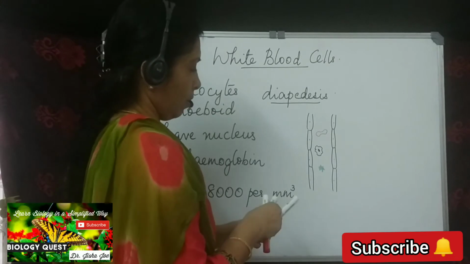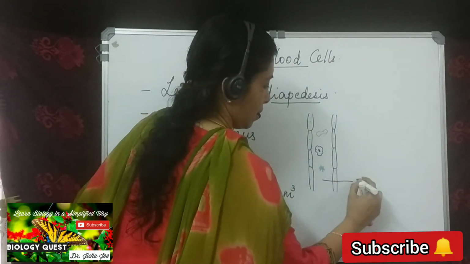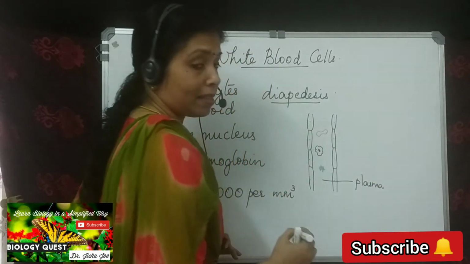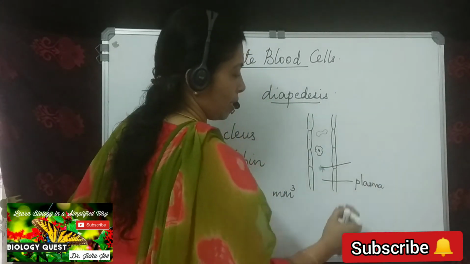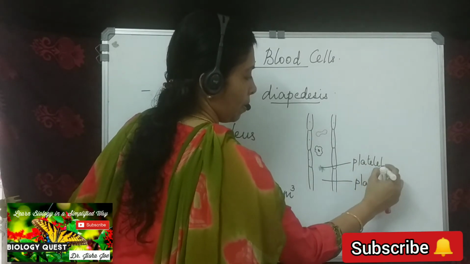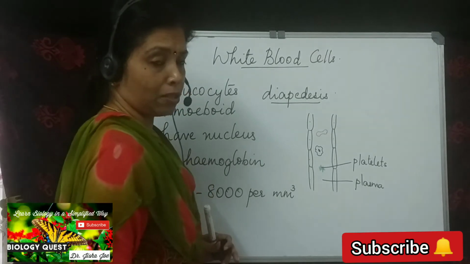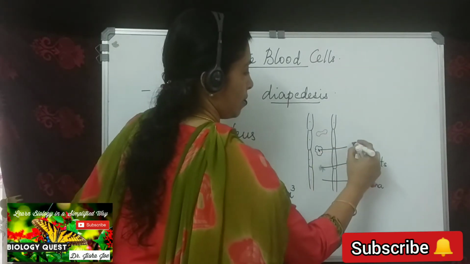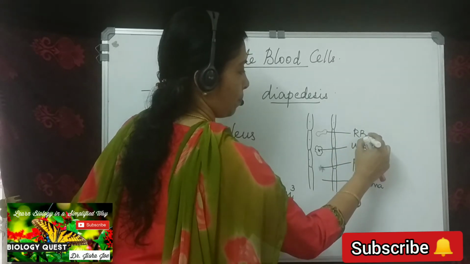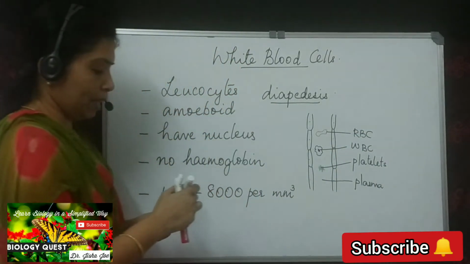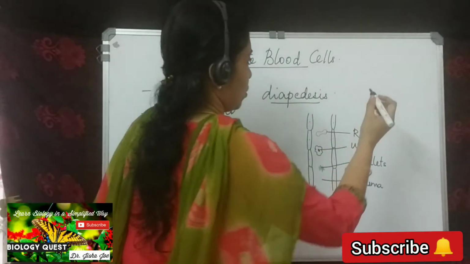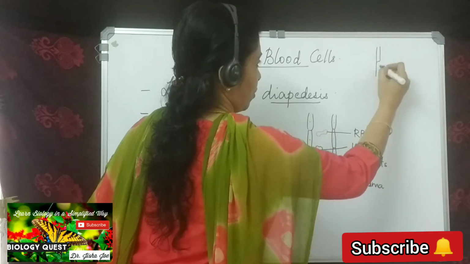So this is the plasma, that is the fluid that is present inside the blood. The structure which I have marked in green is the platelets, blood platelets or the thrombocytes. This is the WBC and this is the RBC. Okay, now during diapedesis, what happens? I'm just redrawing the figure. That is the wall of the capillary.